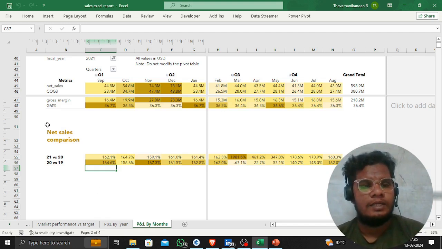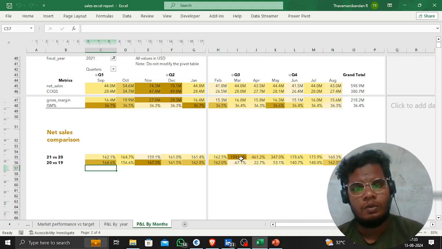And the net sales comparison 2021 versus 20, it's a month-wise comparison. Overall, there is a 2020 versus 22, 1981.6 in March in the year of 2021 versus 20. And it's 20 versus 19, and here also we can see the month level net sales.